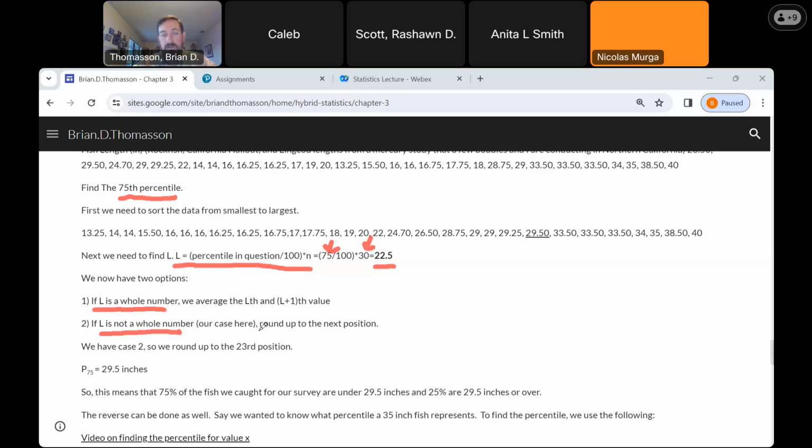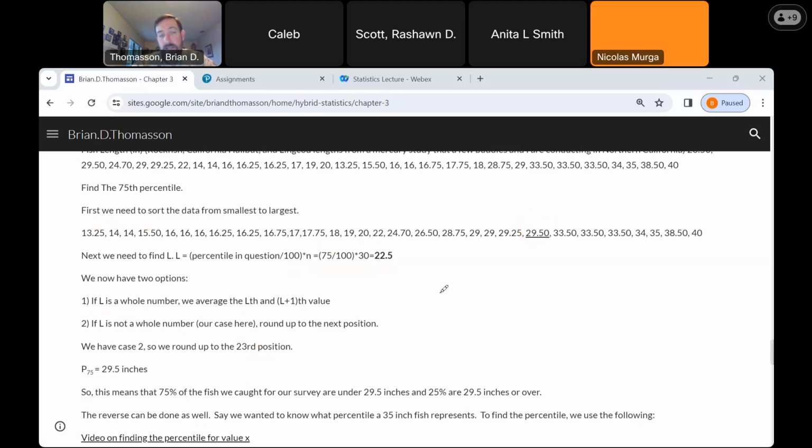So we always round up, which is the 23rd position. Okay? So we count over, if we count the data, 1, 2, 3, 4, going all the way over, and this is our 23rd value, 29.5 inches. So what that means is, when we were catching these fish, 75% of them were less than 29.5 inches, and 25% were 29.5 inches and above. Okay, so we're just grouping the fish.